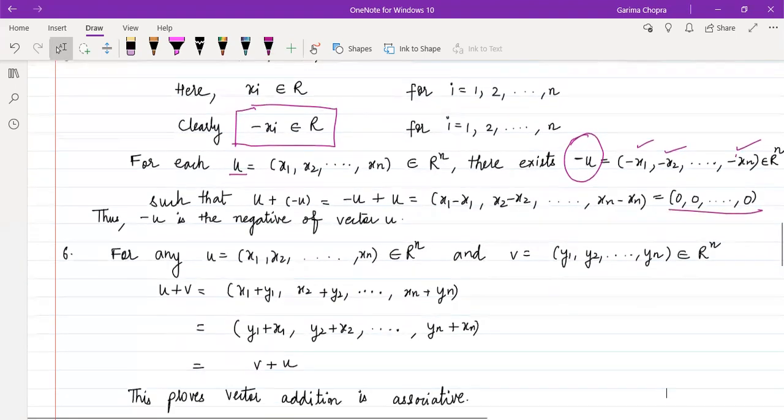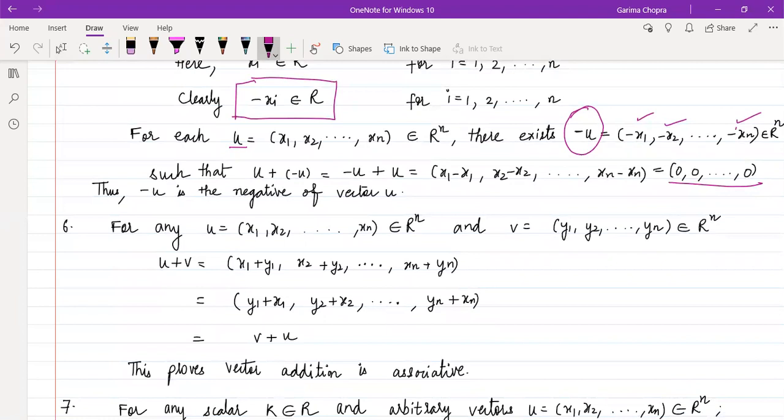Commutative property can be verified very easily. For that, we have taken two vectors and we have applied here the definition of vector addition. And when we are moving from this step to this step, we have used the result that addition of two real numbers satisfies the commutative property. Because of that, we are able to write this x1 plus y1 as y1 plus x1, and similarly, here we have written this x2 plus y2 as y2 plus x2. And this is nothing but the sum of vector v with vector u.